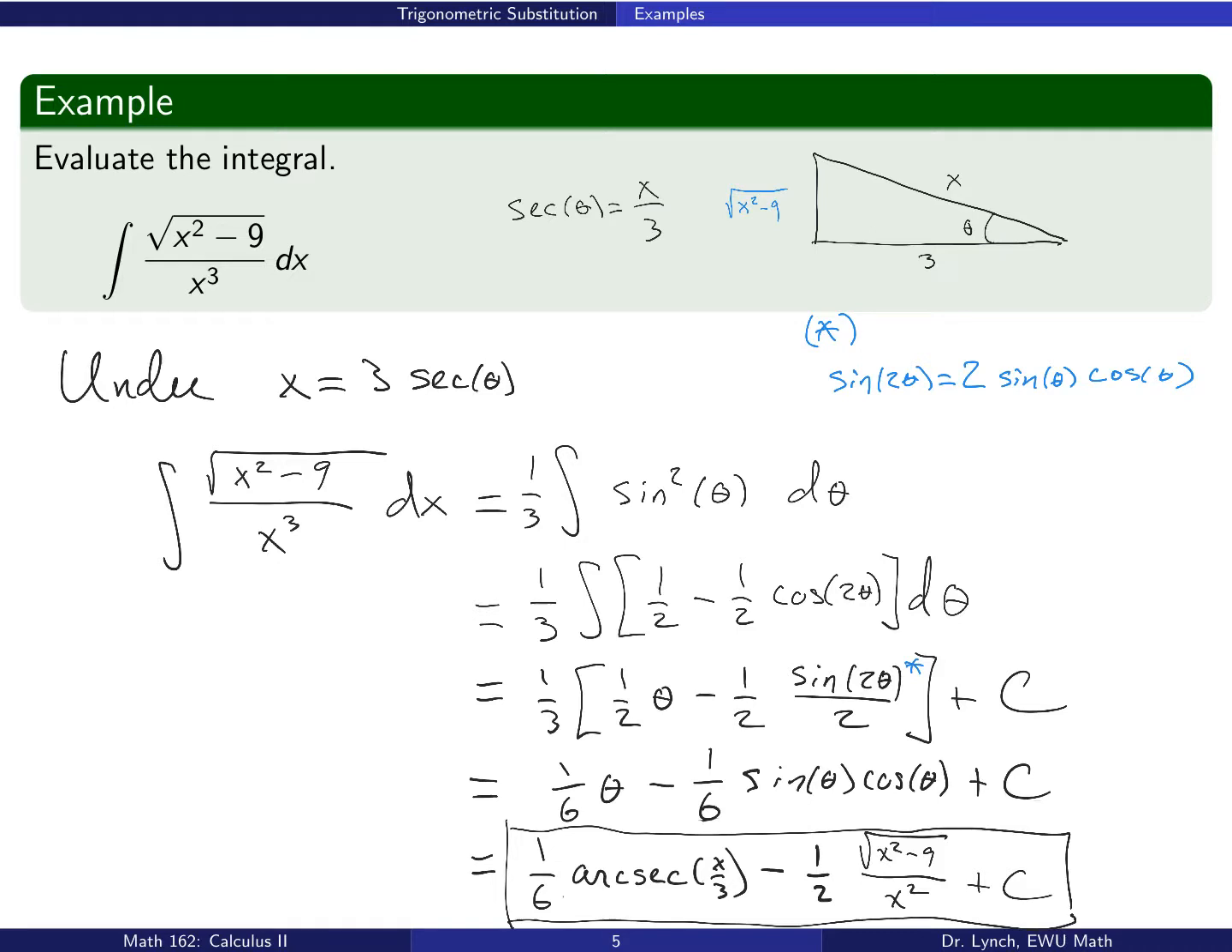And we can also see that replacing sine and cosine by opposite over hypotenuse and adjacent over hypotenuse gives us a quantity 1/2 times the square root of x squared minus 9 over x squared plus an arbitrary constant.